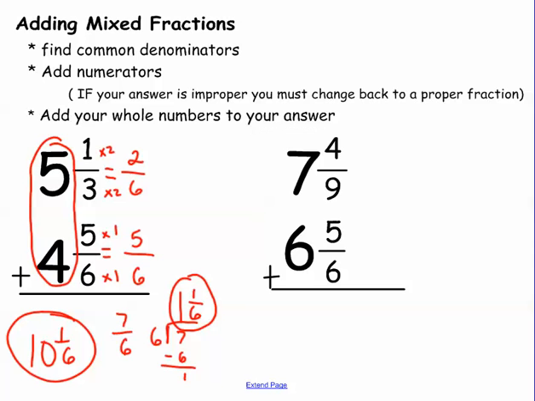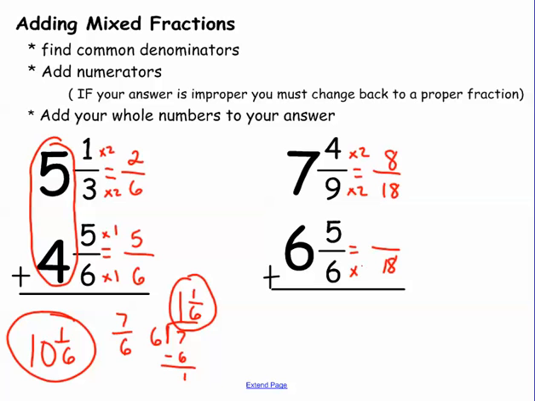All right, let's do another one. Let's try this one. Again, forget about your whole numbers. Just look at your fractions. So 9 and 6. All right, my multiples of 9: 9, the next one is 18. Ding, ding, ding. That works. So 9 times 2 is 18. Multiply my numerator by 2.